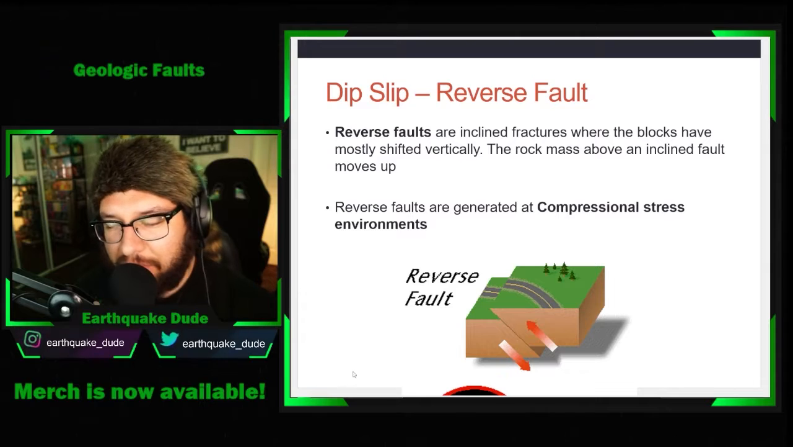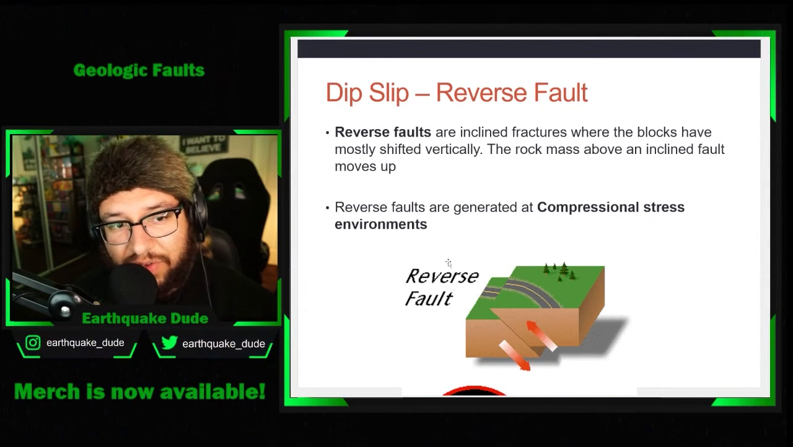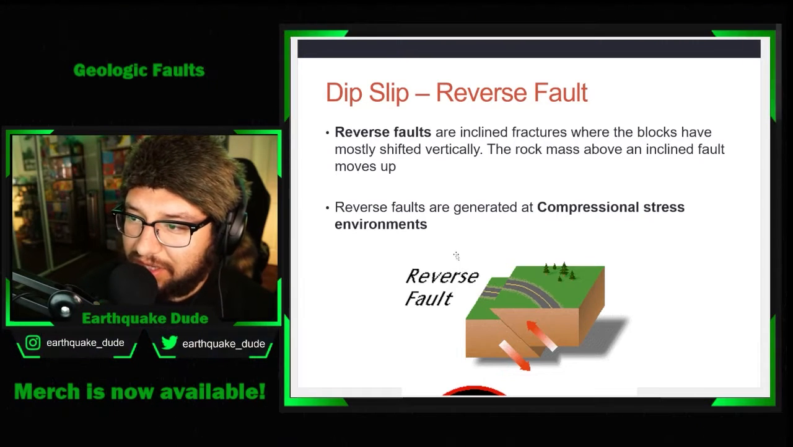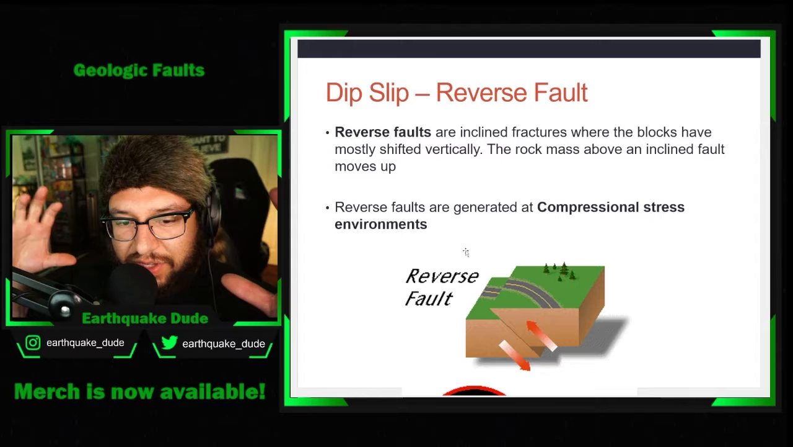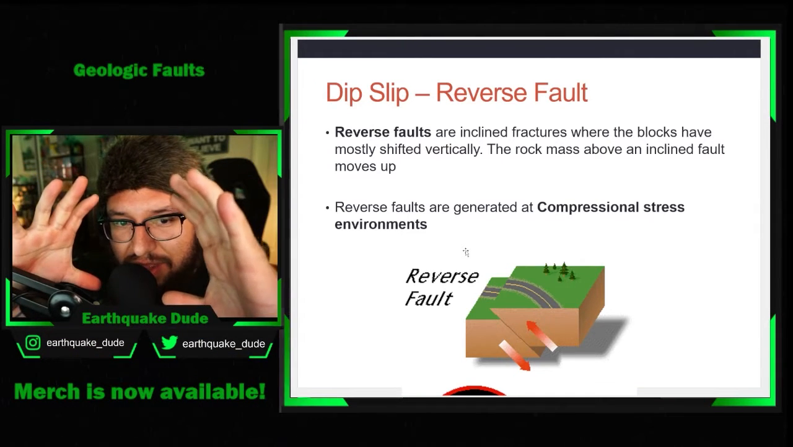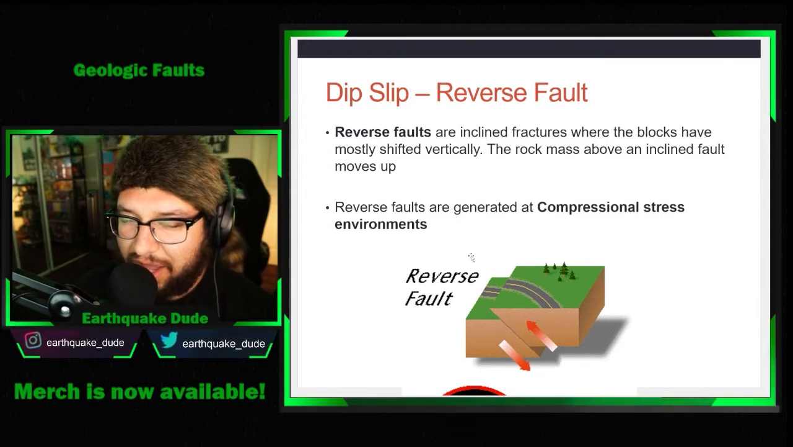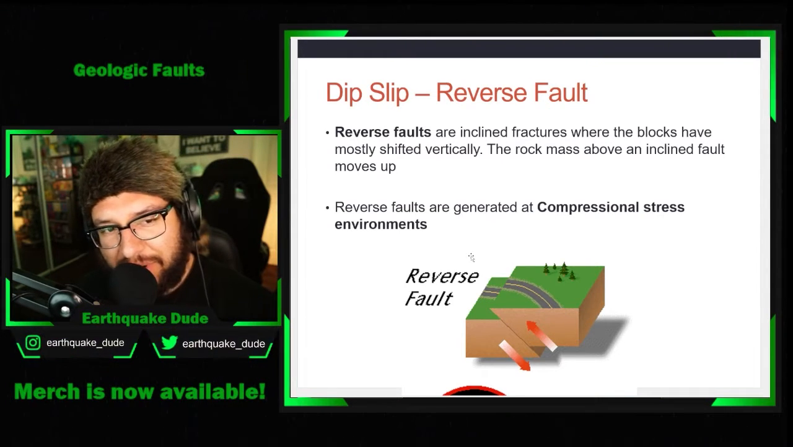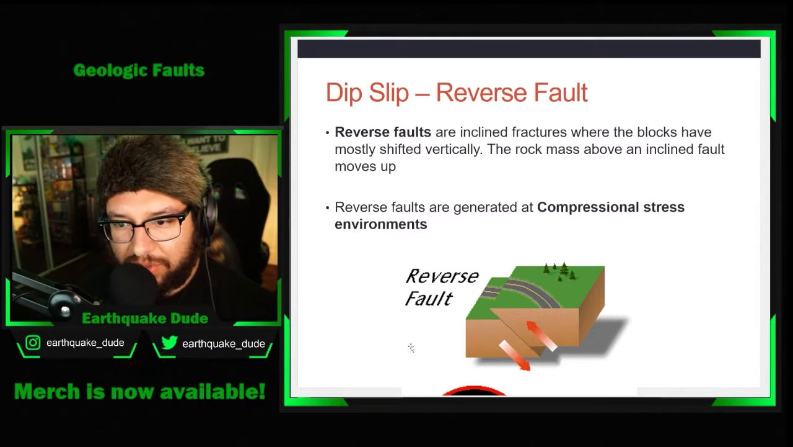Again, when the hanging wall moves down, that's when you get a normal fault. Now, when the hanging wall moves up, that's when you get a reverse fault. Reverse faults are the opposite of normal faults, and they are generated in compressional stress environments. If you take a region and start squishing it together, you're going to get this fault block to move up and create your reverse fault. So, pretty straightforward. Normal fault, hanging wall goes down. Reverse fault, hanging wall goes up.